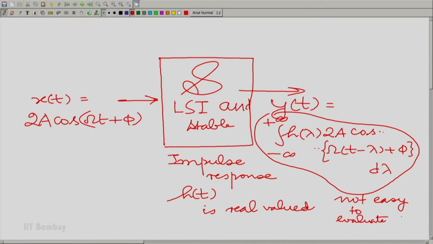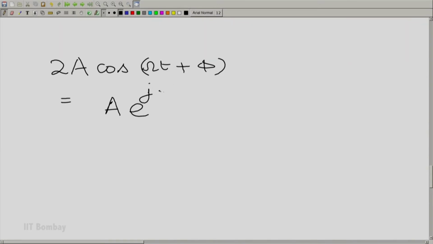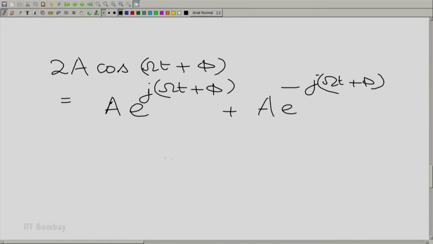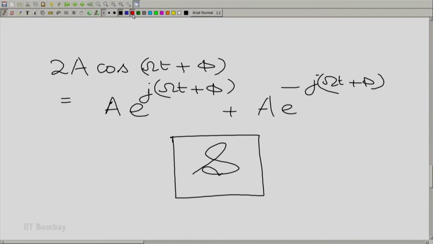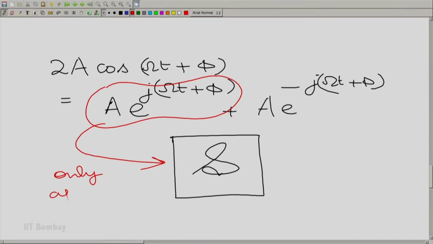Now, let us think of that same sinusoid as broken into two rotating complex numbers. So, we have 2A cos(omega t plus phi) is A e raised to the power j(omega t plus phi) plus A e raised to the power minus j(omega t plus phi), and let us only apply this to S and query what the output is, and we will see there is something very interesting here.